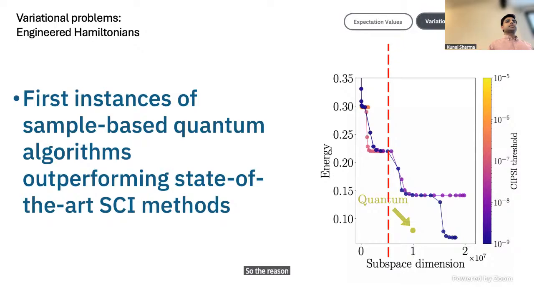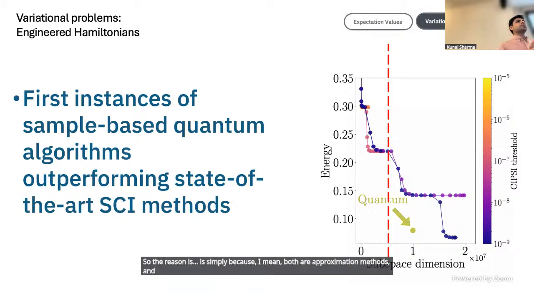The reason is simply because both are approximation methods, and somehow quantum is able to give you the right set of bit strings that matter to your ground states.